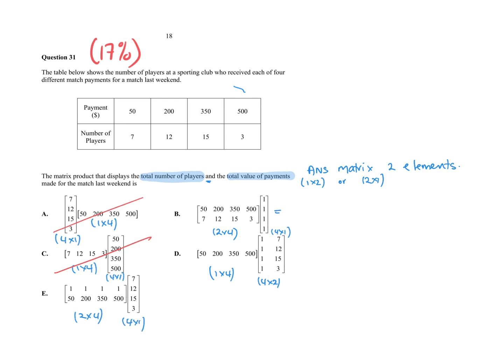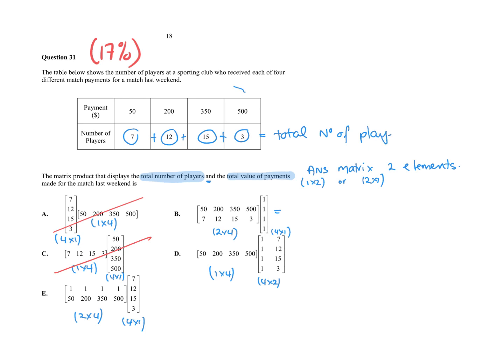All right. So when you think about it, what you want to do is you want to have the answer with all these numbers added up. That would be one answer. If you think about it, that's going to be the total number of players.